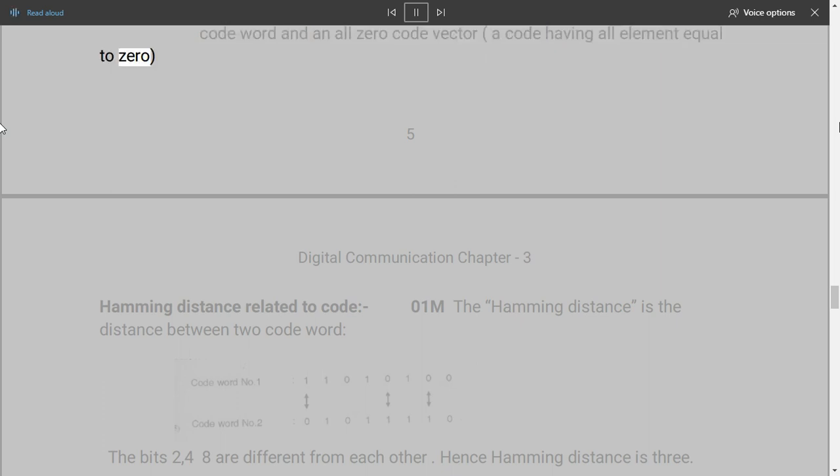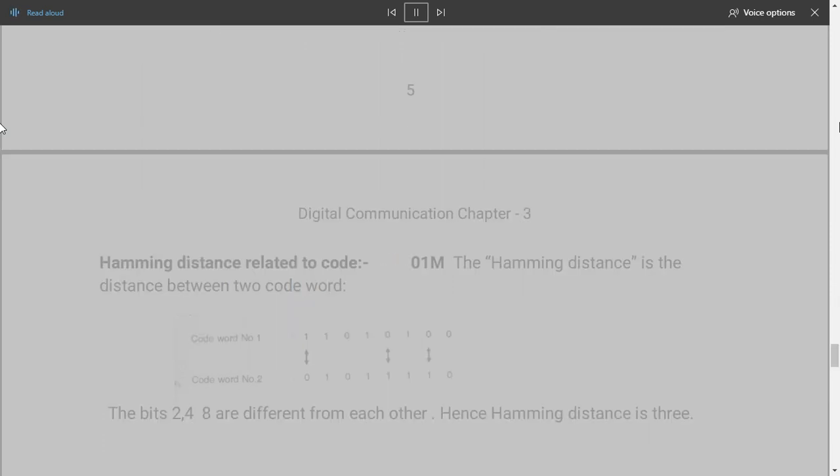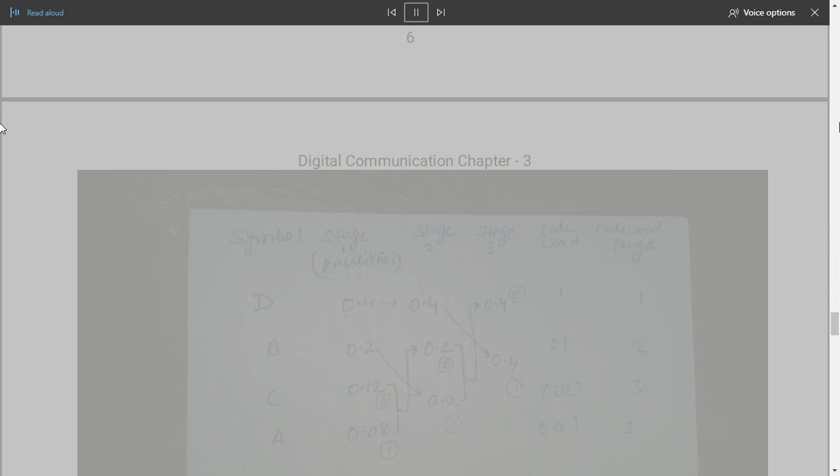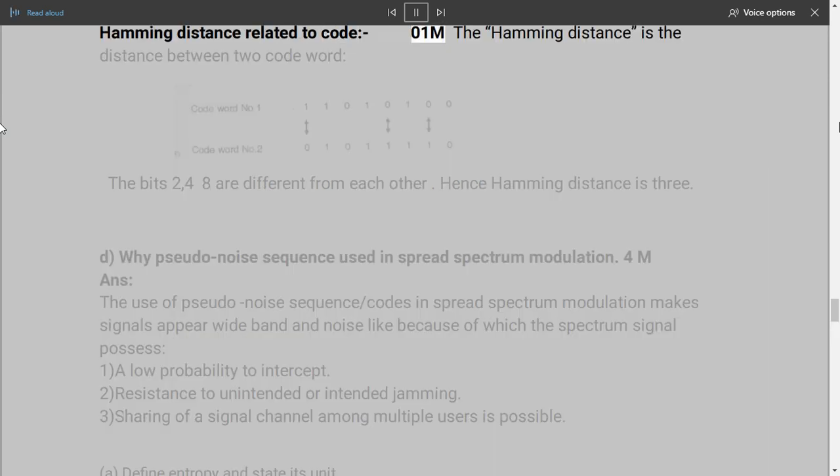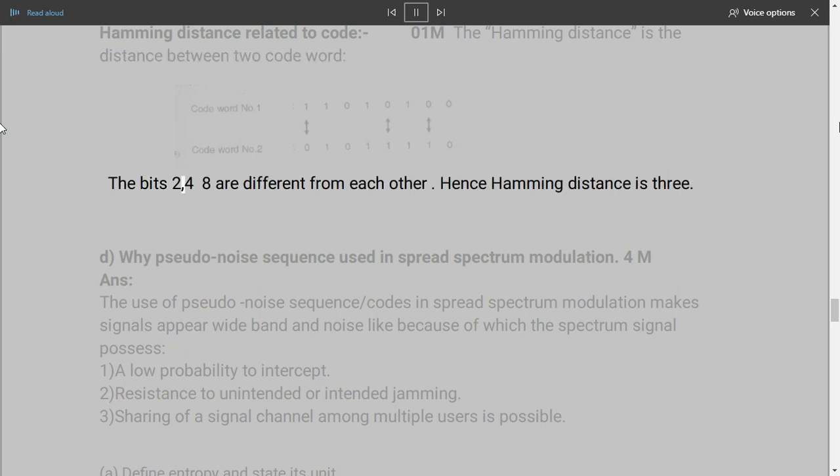Digital Communication Chapter 3. 6. Hamming distance related to code, 1 mark. The Hamming distance is the distance between two code words. The bits 2, 4, 8 are different from each other. Hence Hamming distance is 3.